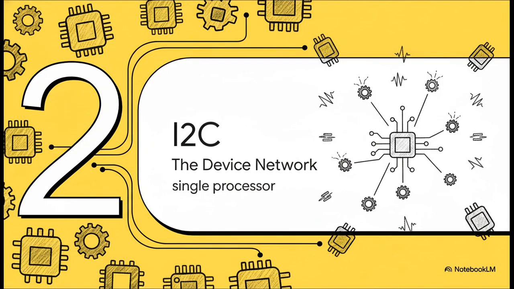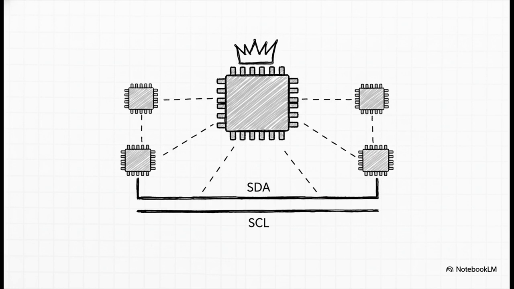Okay, so UART is perfect for a one-to-one chat. But let's be real, modern devices are more like a busy team meeting. What if you have a dozen different sensors that all need to report back to one main processor? That's not going to work with UART. And that is exactly where I2C, pronounced I-squared-C, comes in. It's designed for this exact problem.